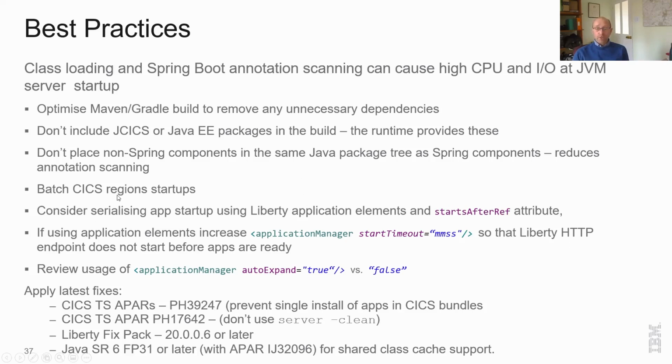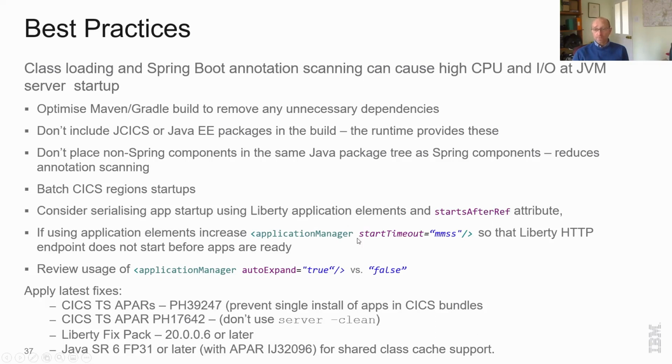From a runtime point of view, you systems programmers, it's very important to look at batching of CICS region startups in this environment. Make sure you try and batch those region startups that are starting up JVMs and applications at startup, so you don't get too much interference between the application starting. You can further serialize application startup in Liberty using inbuilt Liberty support with this starts after ref attribute. However, that does not apply to CICS bundles, only Liberty application elements. So it's of limited use.